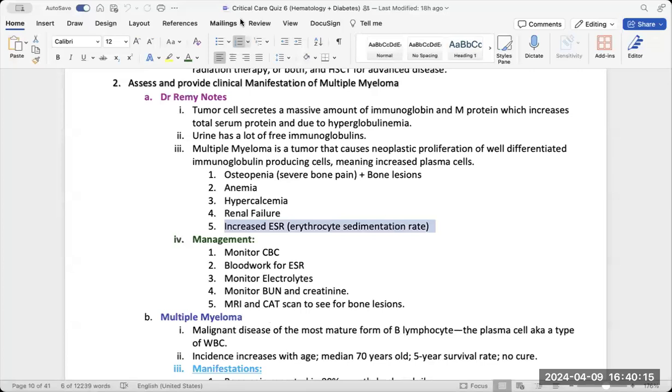So just think about the manifestations. If you know the manifestations, you know the management. They have bone pain and bone lesions, so we want to look at that to see if they're there. They have hypercalcemia, so we've got to look at electrolytes. They could have renal failure, so we need to look at BUN and creatinine levels. They're at risk for anemia and an elevated ESR, so we need to do a CBC.